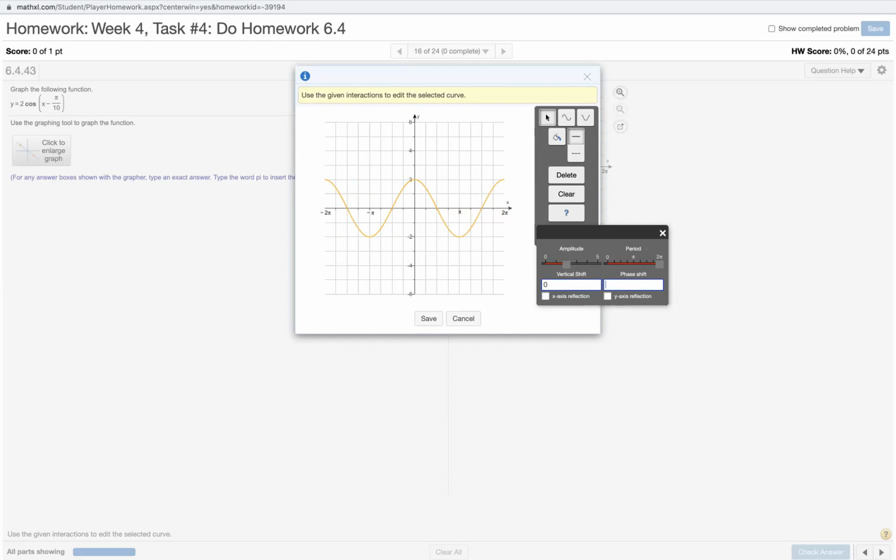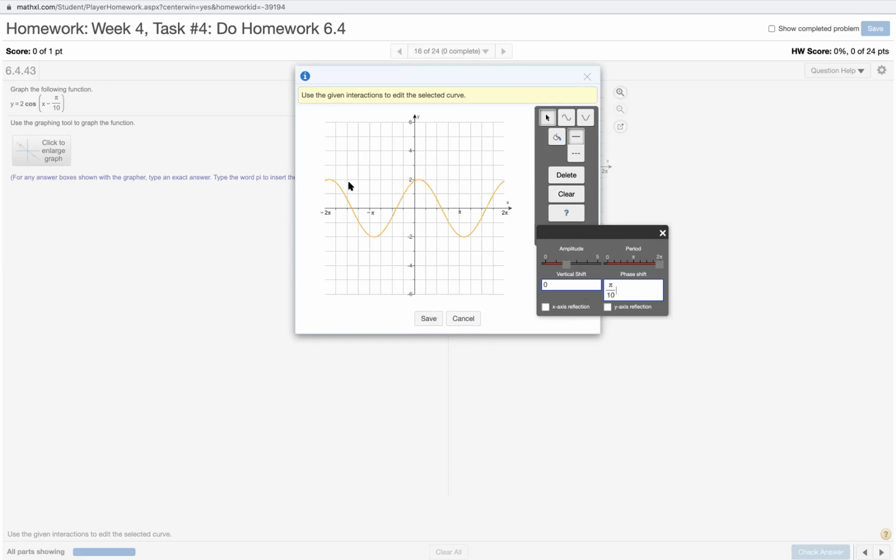So I'm going to get rid of that 0, and I'm going to put positive pi over 10. To input pi in this, just put pi. So pi, and it changes it to pi. And then I hit divided by, which is below the question mark on my keyboard. And then I put in 10. And then I would just click on x-axis reflection if there was a negative out front. But this one doesn't have that, so I'm good to go. I just hit enter and then save.